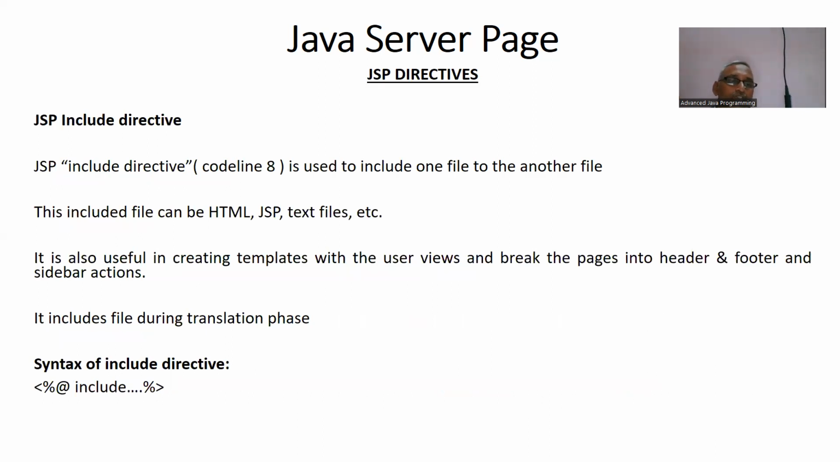JSP include directives are used to include one file in another file. This included file can be HTML, JSP, or text files, whatever. It is also useful in creating templates with user views and breaking the page into header, footer, and sidebar.